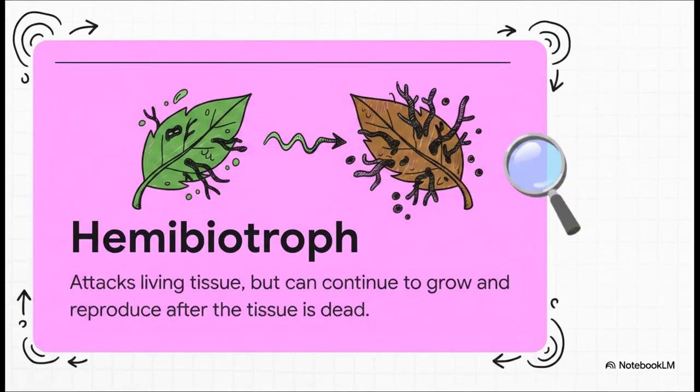And finally, you get the hemibiotroph, which is kind of the best of both worlds. It has a two-phase strategy. It starts out all sneaky, acting like a biotroph on living tissue. But then, once that tissue dies, it can just switch gears and start feeding on the dead material like a necrotroph. Talk about adaptable, right?